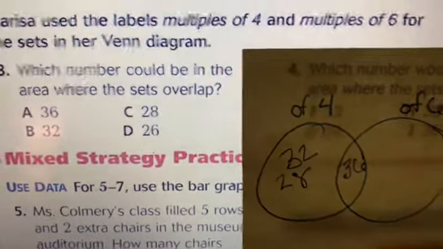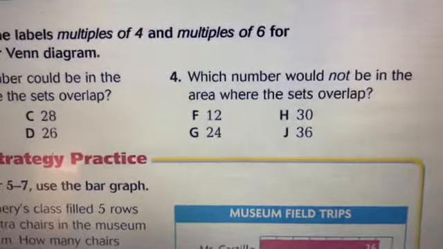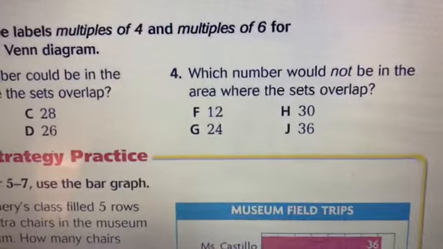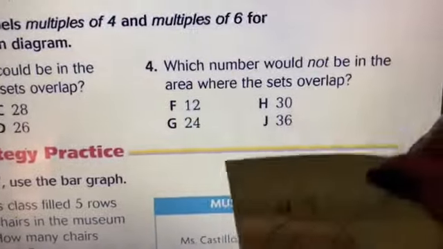Let's take a look at number 4. Number 4 says, which number would not be in an area where the sets overlap? So we're going to look for a number now. Let's put our Venn diagram back up. Let's put it down here.